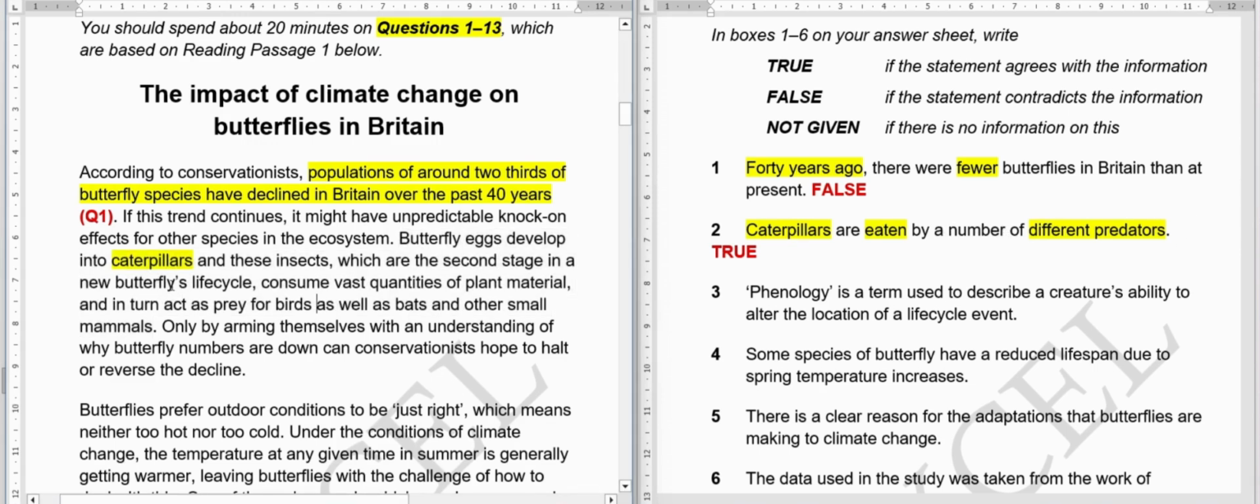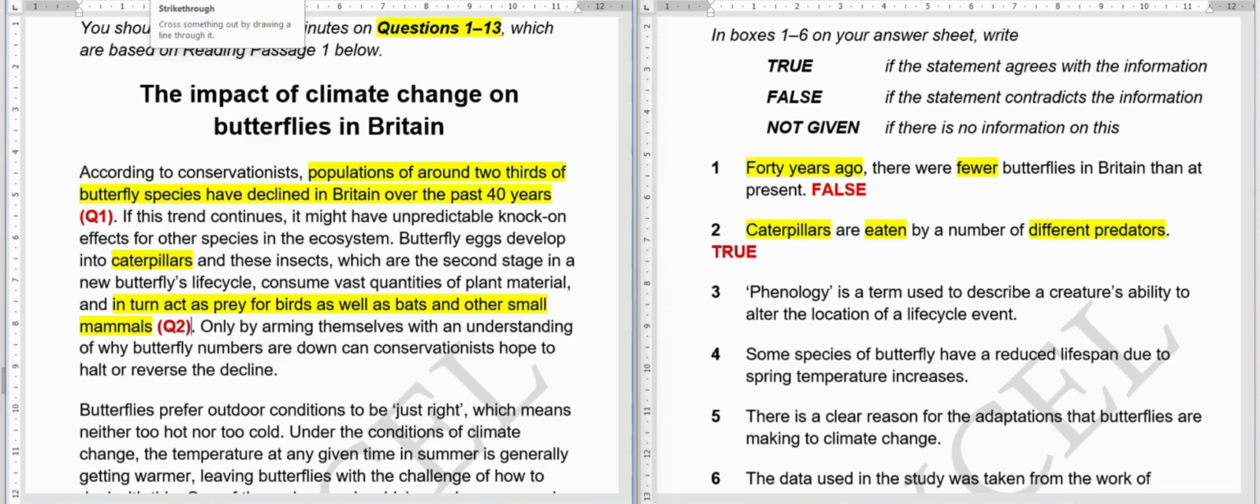So here they are saying butterflies develop into caterpillars, which are the second stage, and they consume. Here the consumption is about what caterpillars eat. They consume different plant materials, and in turn, now this is where our answer starts. They in turn act as prey. Let me mark the location here. In turn act as prey for birds as well as bats and other small mammals. So if they are acting as prey, what does this word prey mean? Yes, prey means the thing that is eaten by the predators.